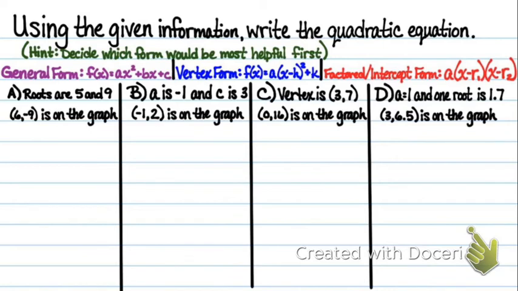So for A, B, C, and D, I've got the 3 forms up at the top. Decide which form you want to use and substitute those pieces in. If you guys want some scratch paper, raise your hand, or you're welcome to find some free space in your book.